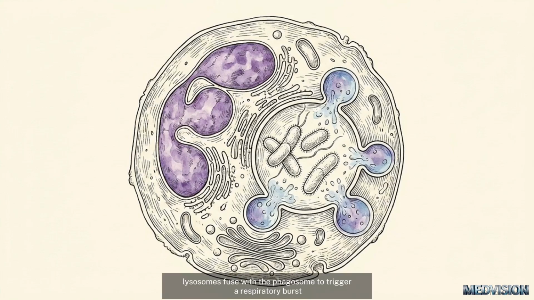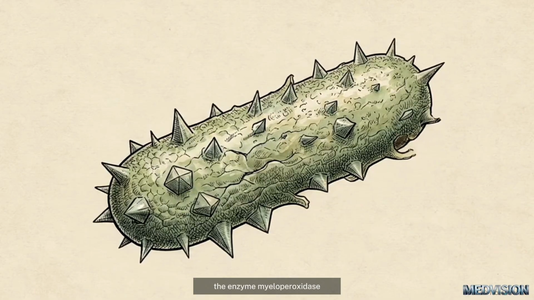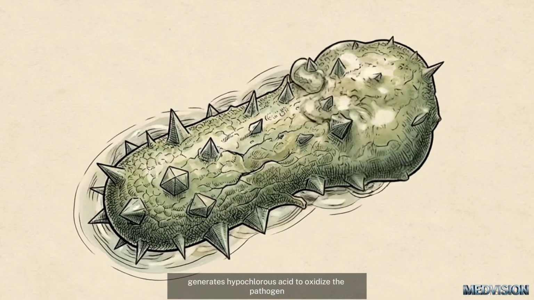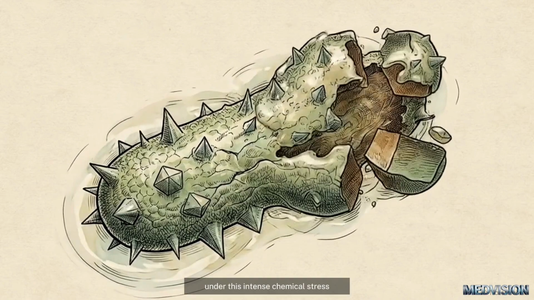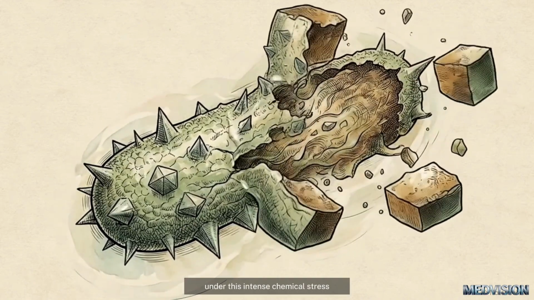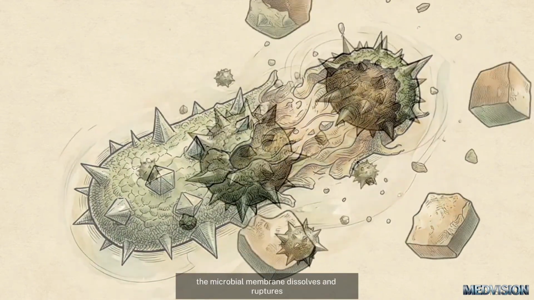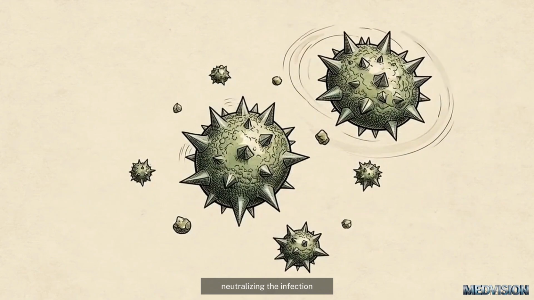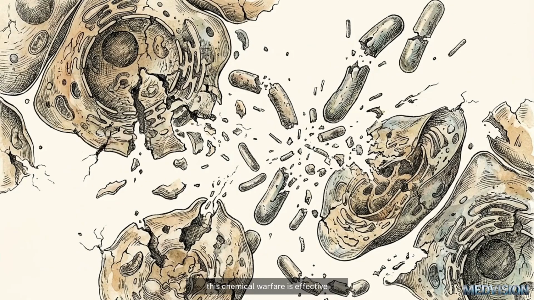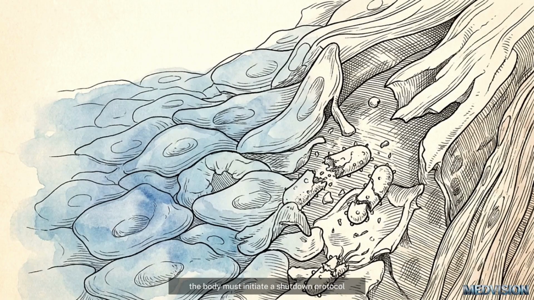Within the cell, lysosomes fuse with the phagosome to trigger a respiratory burst. The enzyme myeloperoxidase generates hypochlorous acid to oxidize the pathogen. Under this intense chemical stress, the microbial membrane dissolves and ruptures, neutralizing the infection. This chemical warfare is effective, but it creates collateral damage in healthy tissue. To limit this destruction, the body must initiate a shutdown protocol.